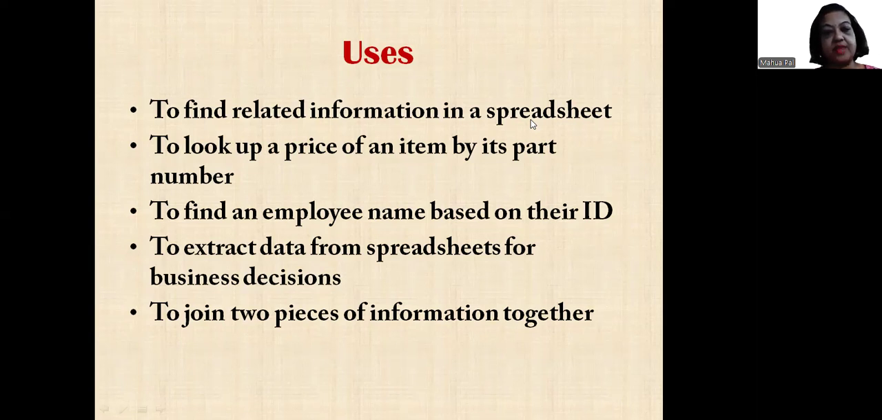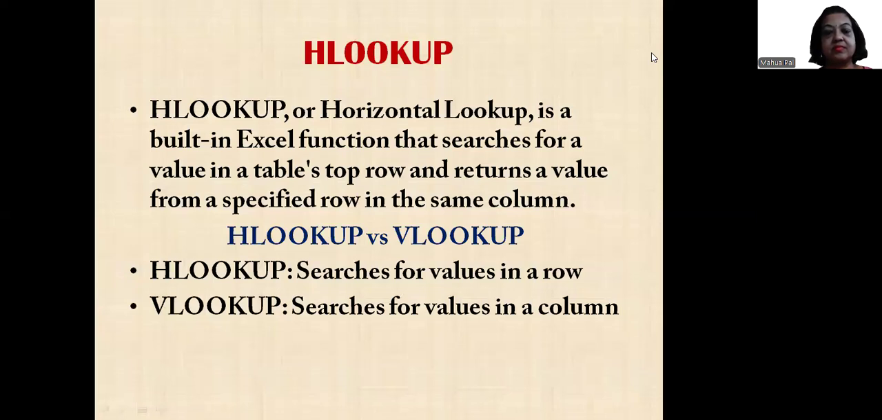Now let us come to the HLOOKUP definition. In HLOOKUP, there is no difference, only the vertical will be changed into horizontal. So let's find out the definition once. HLOOKUP, or horizontal lookup, is a built-in Excel function like vertical lookup that searches for a value in a table's top row and returns a value from a specified row in the same column.